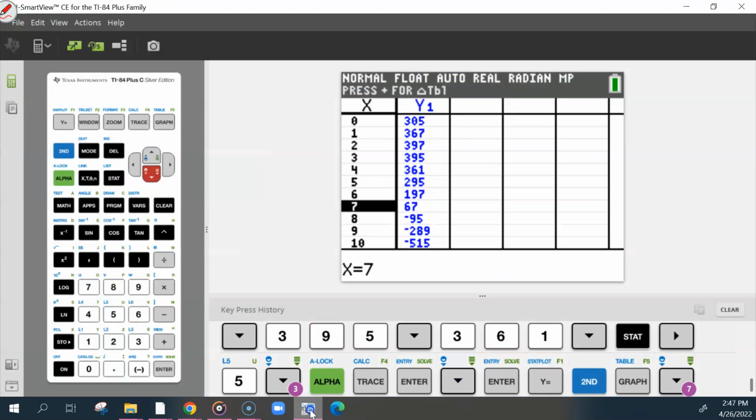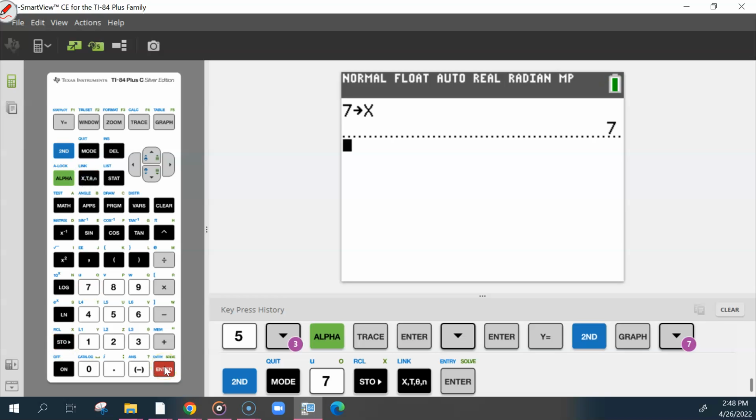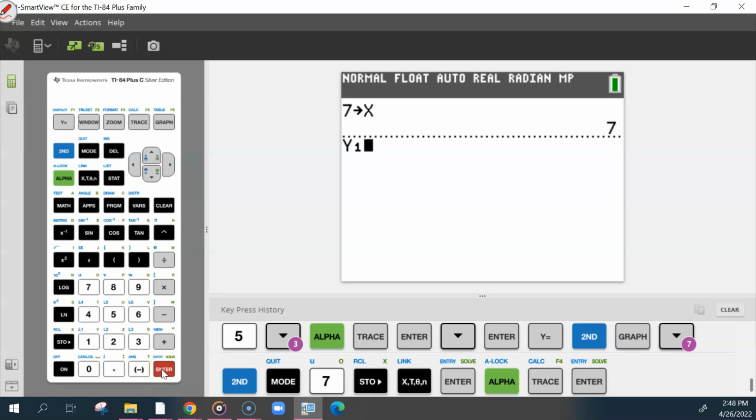If you wanted to do it on your main screen, you go second mode. Let's do this. We'll store this as x, and then put this in. This only works if you store your equation. So if I bring back my equation, alpha trace, I stored it in y1. y1 now has x as 7. It would do the same thing.